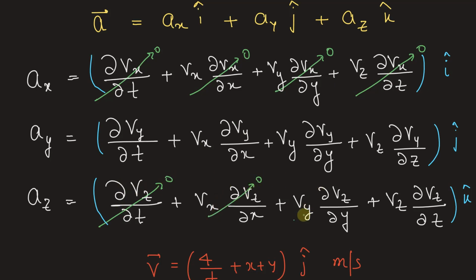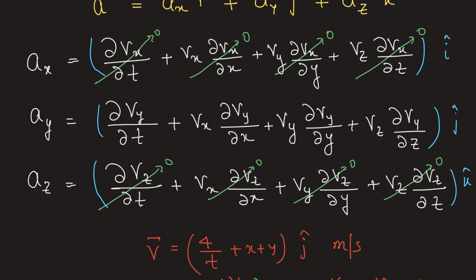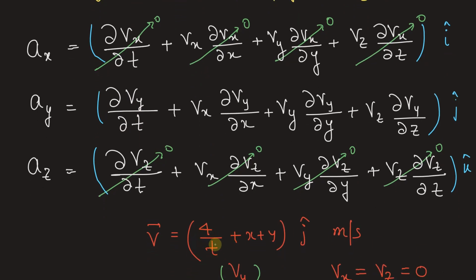That means the velocity in the x and z directions is 0, so the acceleration in the x and z directions is also 0. Now let's observe the acceleration in the y direction. ∂Vy/∂t is not equal to 0 because the flow is unsteady, because the velocity is given as a function of time. Velocity is varying with respect to time. So ∂Vy/∂t cannot be equal to 0.